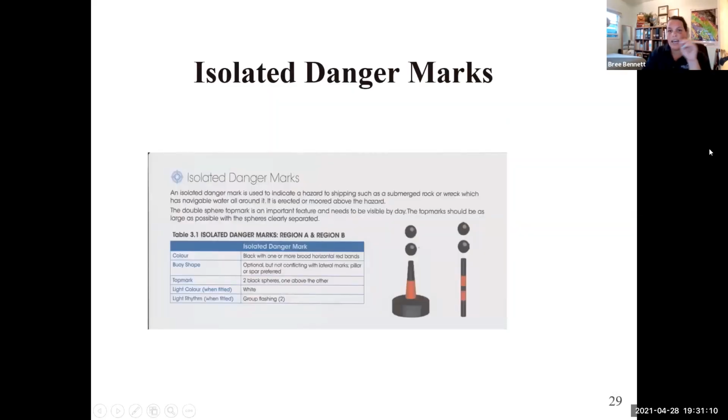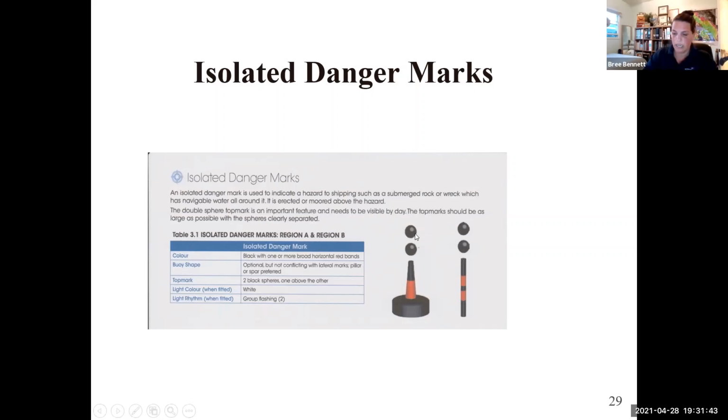Another buoy that we have is an isolated danger mark. So this is talking about an isolated danger. It's not giving us a direction or anything. It's just saying that there is a danger below this buoy. It doesn't give us an indication of what that danger is. Is it a wreck, is it a reef, it could be anything. You just have an isolated danger.